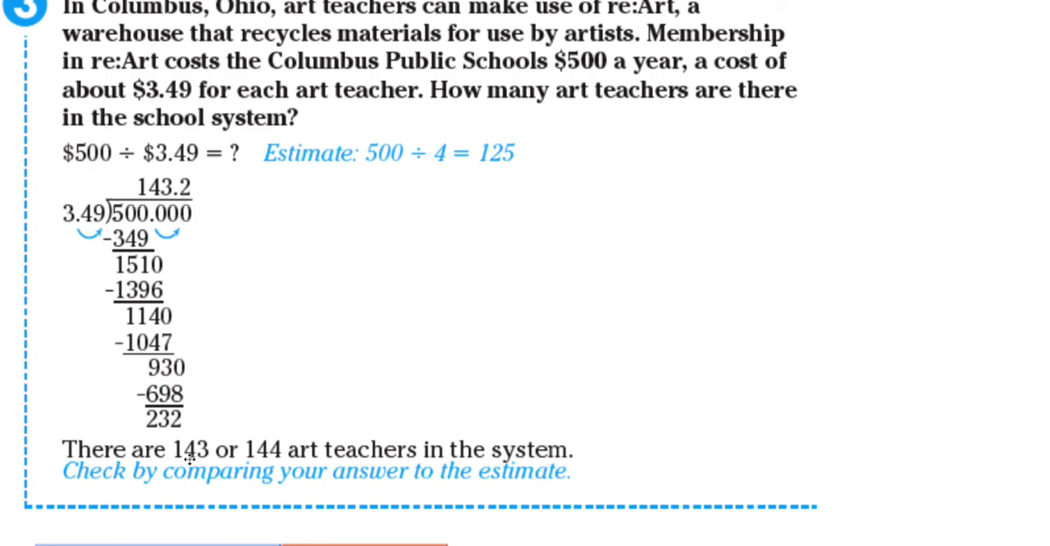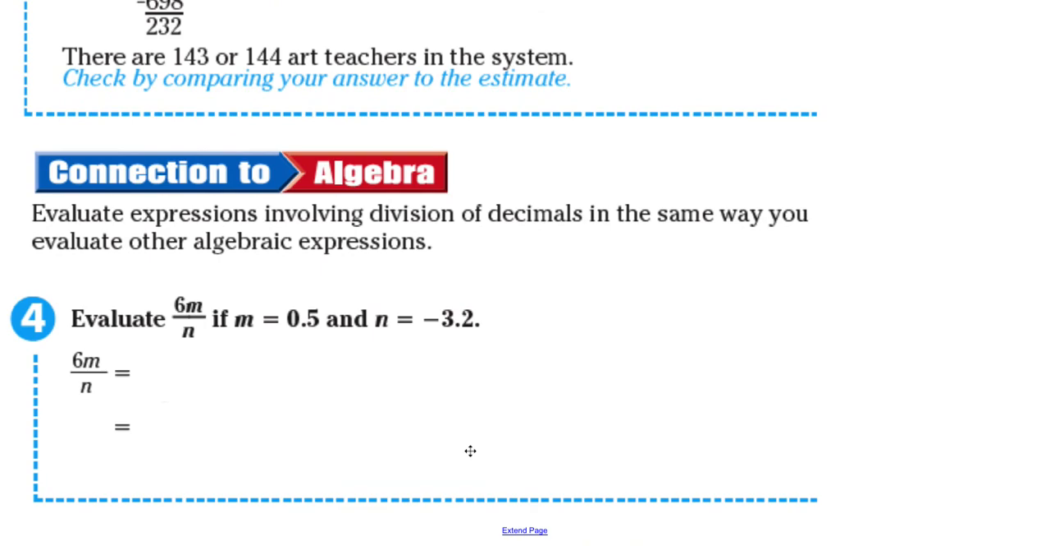So there are 143 or 144 art teachers in the system. If you notice, this rounds to 143, but we chose 144 simply because there's no such thing as 0.2 of an art teacher. So we round up. So 144 art teachers in the system. Okay, and if we check our answer to our estimate, that's close enough, and we know that it's right.